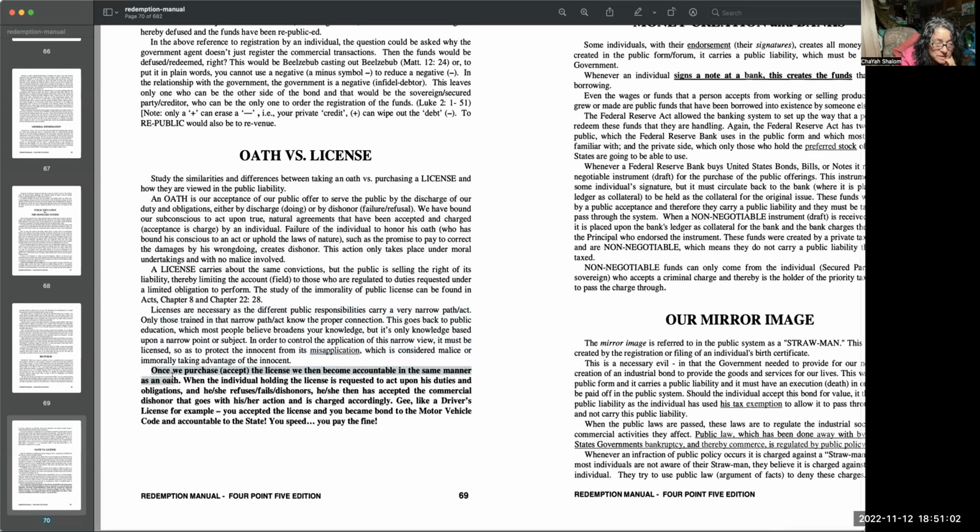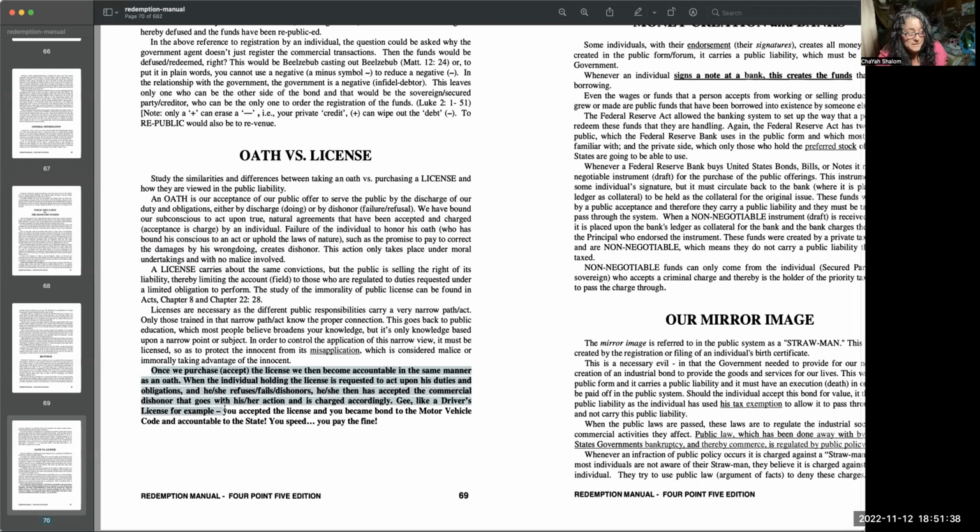Once we purchase, accept the license, we then become accountable in the same manner as an oath. When the individual holding the license is requested to act upon his duties and obligations, he or she refuses, fails, dishonors, he or she then has accepted the commercial dishonor that goes with his or her action and is charged accordingly.